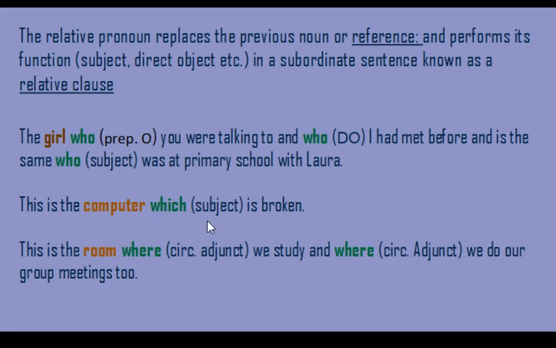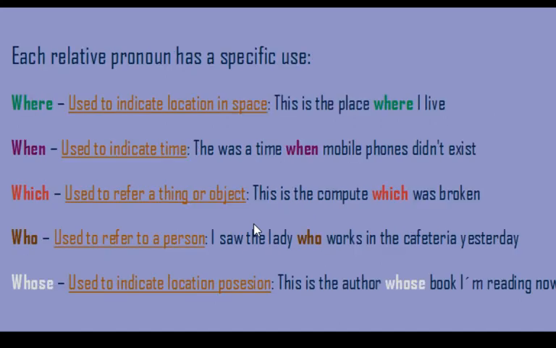And the same with all the others. This is the computer which is broken. Here the which is acting as the subject. Or the room where we study and where we do our group meetings too is this one. So the where here is a circumstantial adjunct, like in Spanish, objeto circunstancial, el complemento circunstancial.